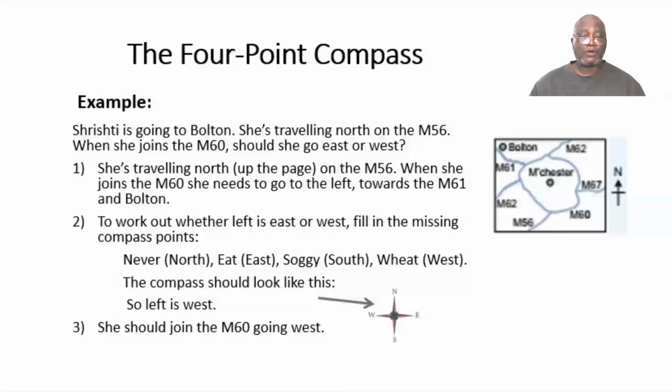To work out whether left is east or west, fill in the missing compass points, as you see there on the right. So north, east, south and west. Once you've done that, you'll be able to know what direction to go. That is what we mean by movement according to the compass points.